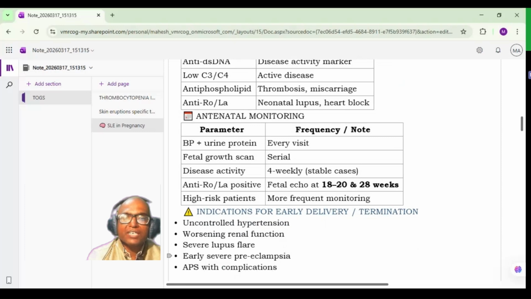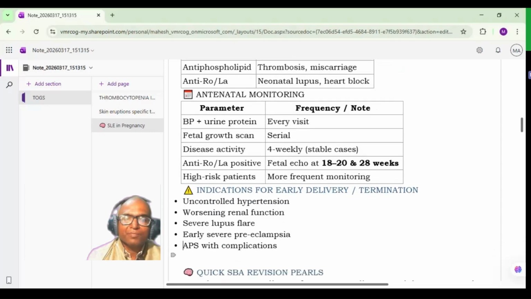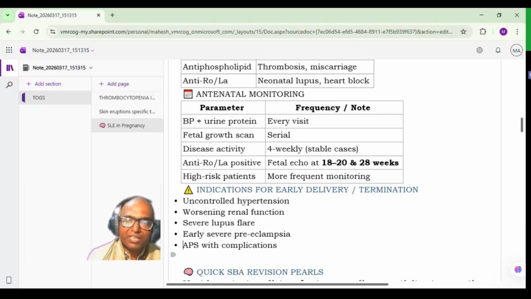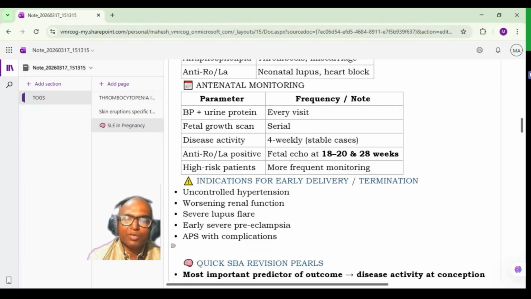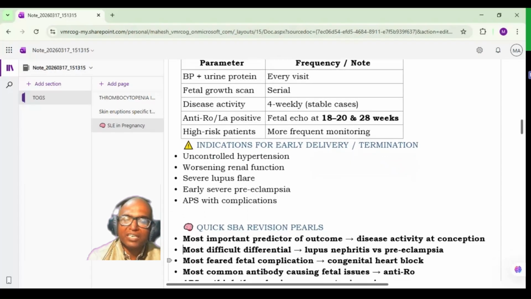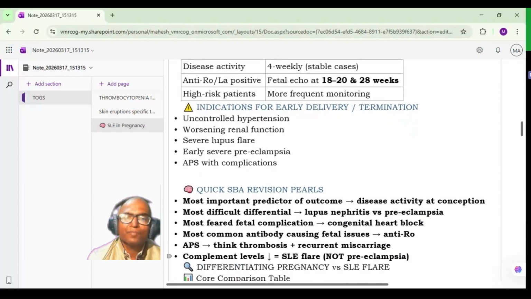And now coming to the indications for early delivery. So uncontrolled hypertension, worsening renal function, severe lupus flare, early severe preeclampsia, and antiphospholipid antibody with complications. So these are the indications for the termination. Okay. So most important predictor of outcome is the disease activity at the time of conception. Most difficult differential will be lupus nephritis versus preeclampsia.